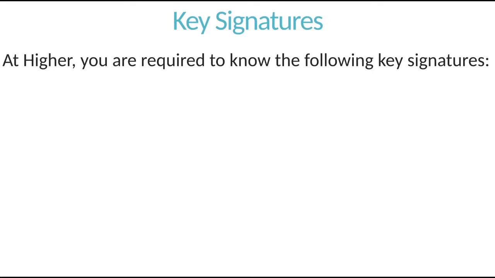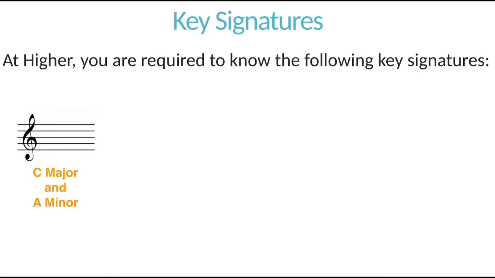So here are the key signatures you need to know about for Higher. First of all, no sharps or flats at all in the key signature, and we're in the key of C major, or just C. Also A minor, so that's sharing. That key signature is shared between two keys, a major key, C, and a minor key, A minor.